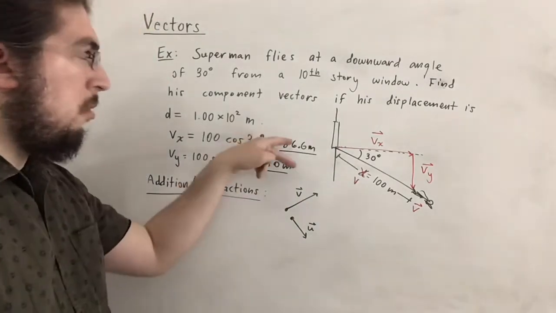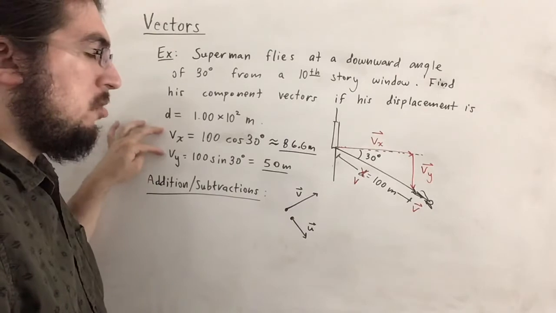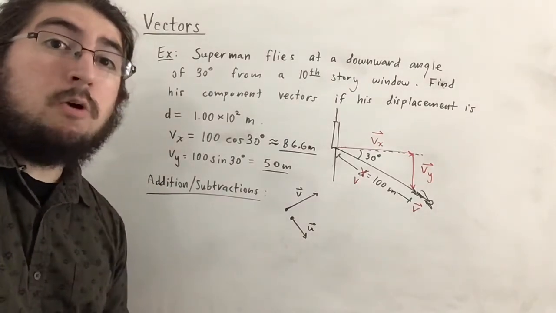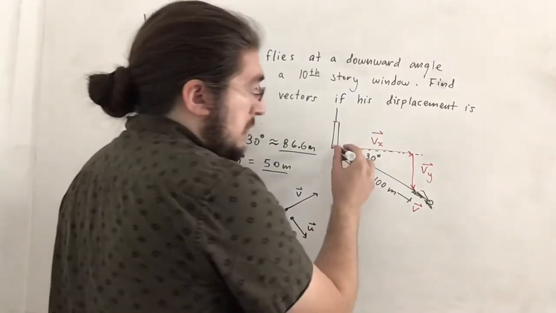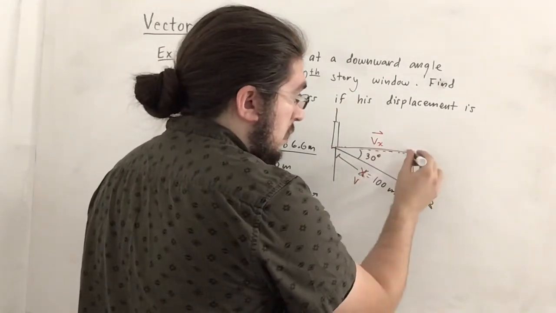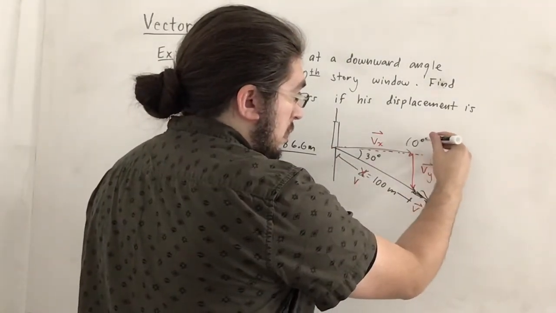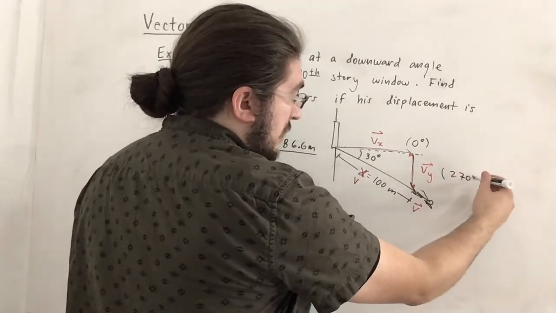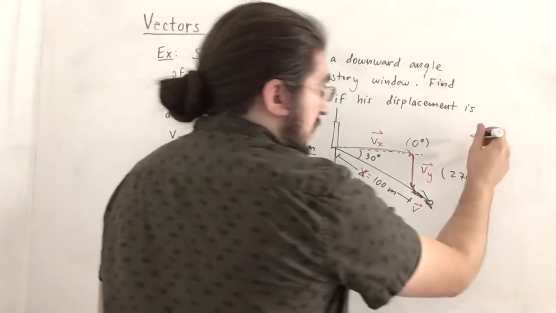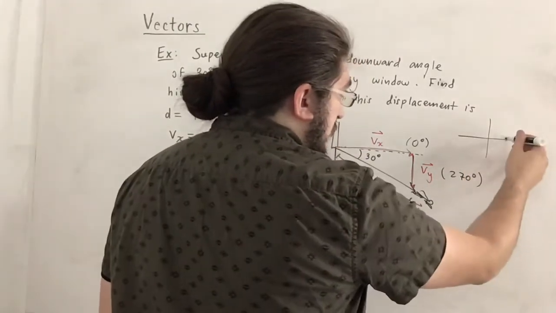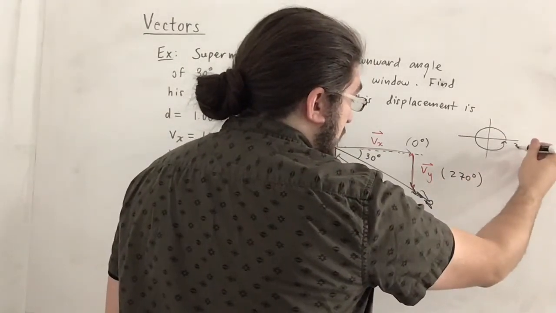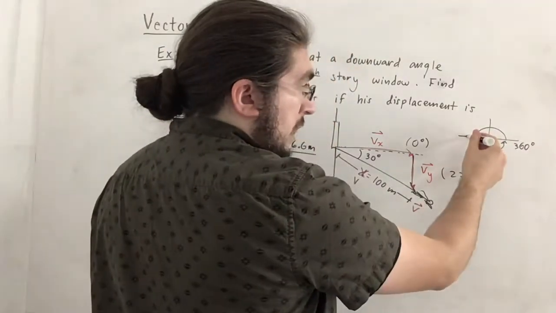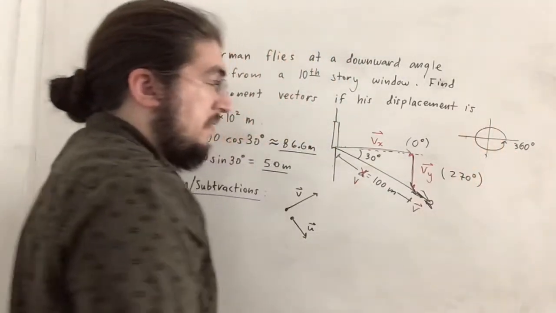So even though we only found the magnitudes of these vectors, not the actual vectors themselves, we know their direction. We know this one has an angle of 0 degrees, and we know this one has an angle of, I guess, 270 degrees. Kind of think of this being a full 360 rotation. 180 would be over here, and then this would be 90 more, so that's 270.